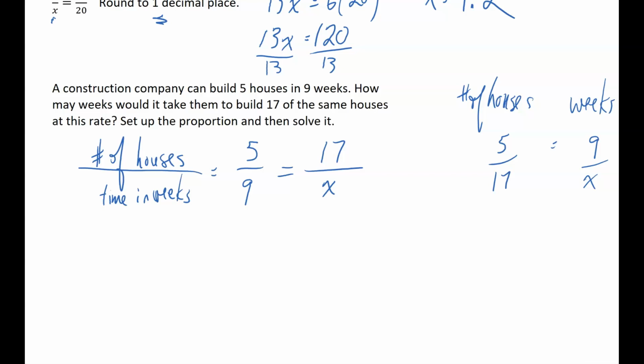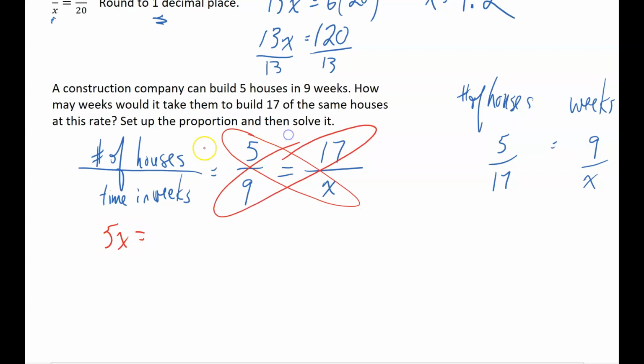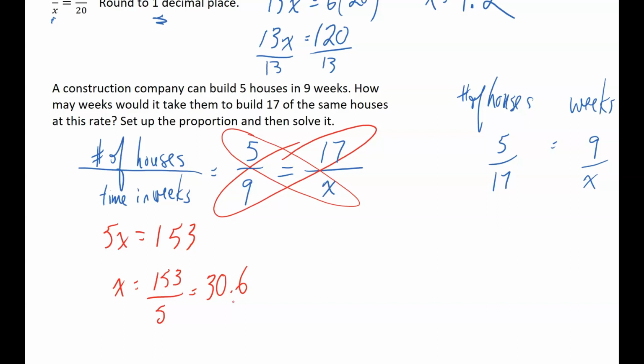All right, so going back to here, 5 times x, 5x is equal to 9 times 17, 153. And so x is equal to 153 divided by 5, which is equal to 30.6. All right, 30.6 weeks to build 17 houses at that same rate.